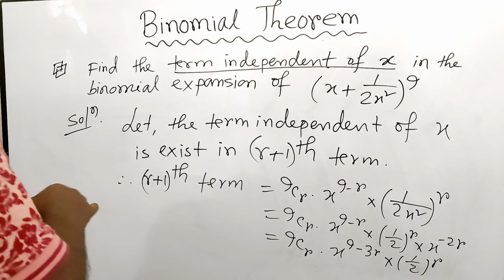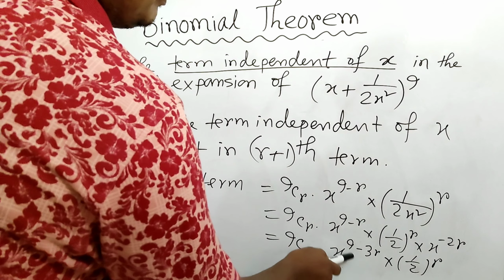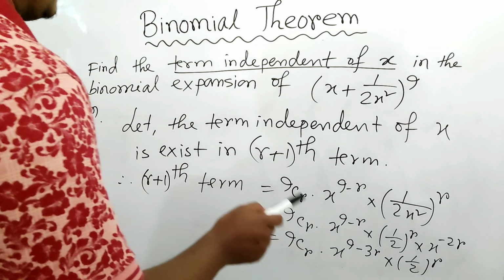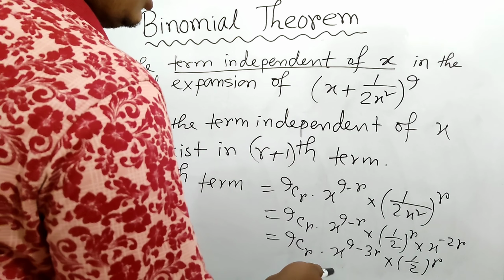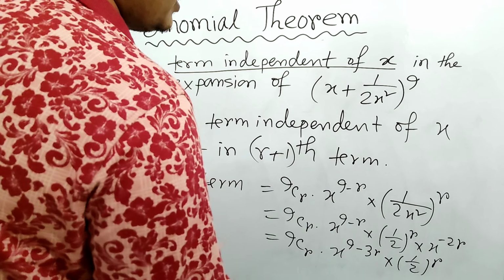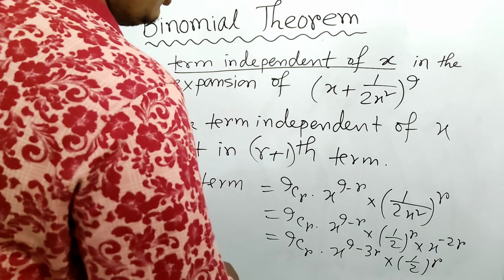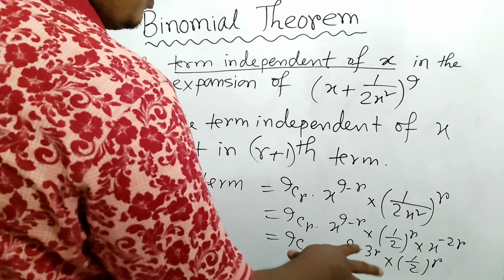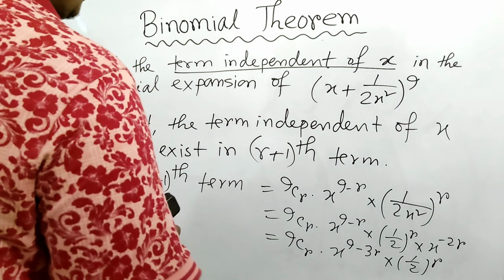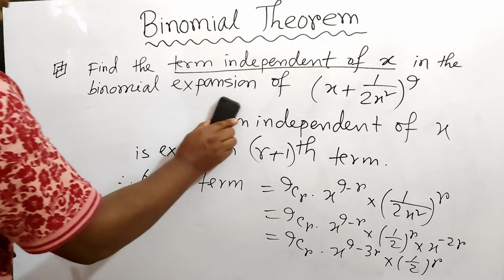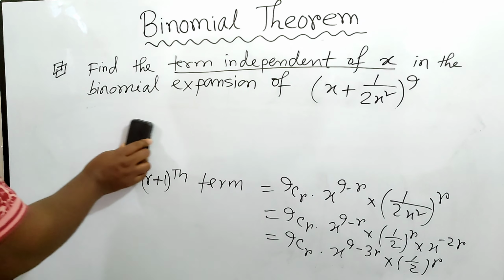Now look here, the power of x should be 0, then our assumption will be correct, otherwise our assumption will be wrong. So we just consider this power should be 0. By considering this, we can find the value of r. If you find the value of r, then you can find the term which is independent of x. I think this is so simple by using this general rule.